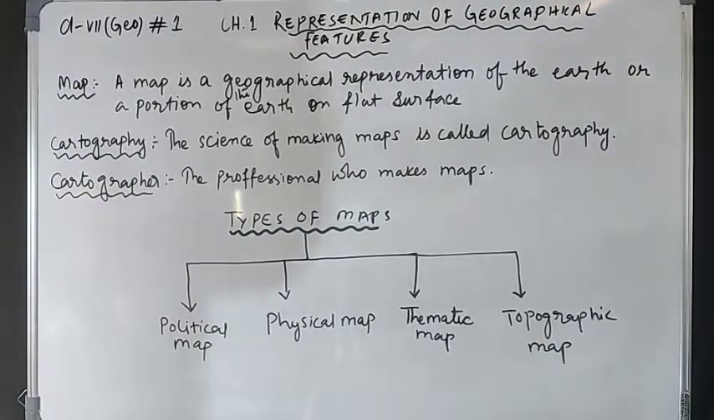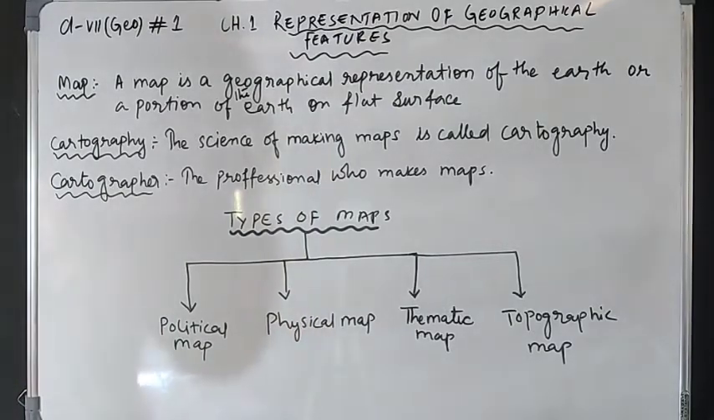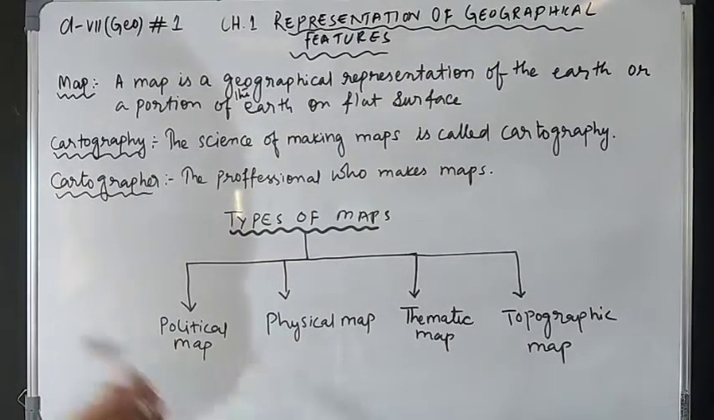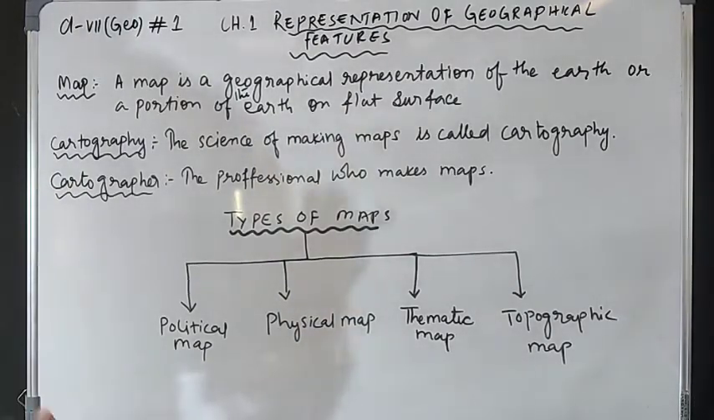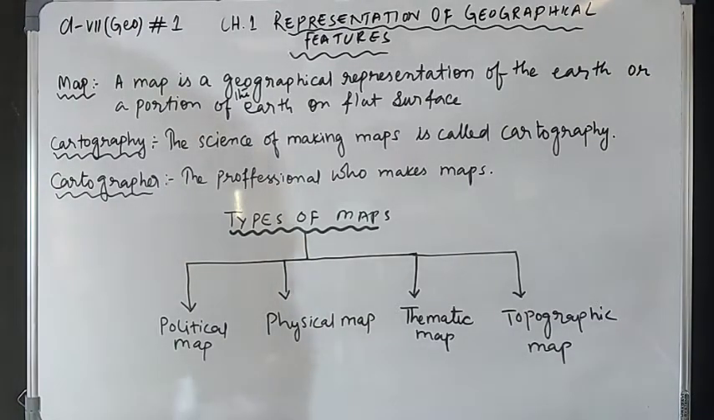What does a political map show? It shows the boundaries of the states and the country. Now the physical map. The physical map shows physical features like mountains, plains, plateaus, coastal areas, and deserts.